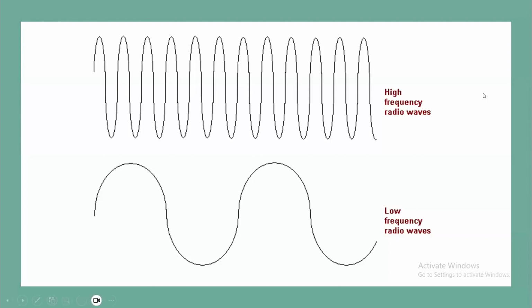So we have two types of wave: high frequency wave, and low frequency wave. This is the high frequency, it's repeated many times, and this is the low frequency, which is repeated slowly.